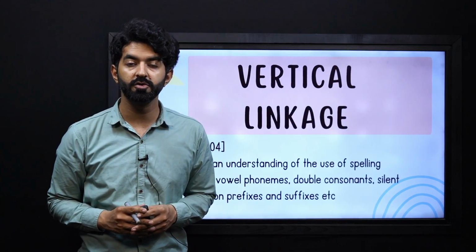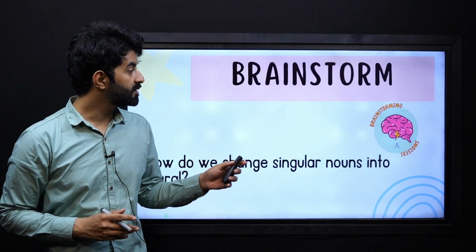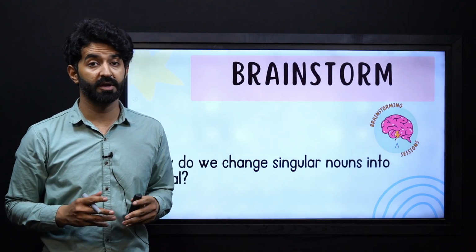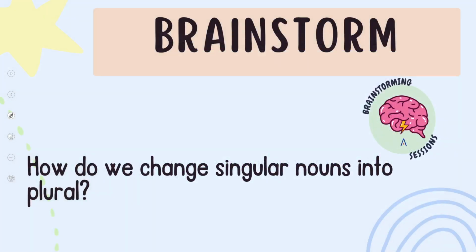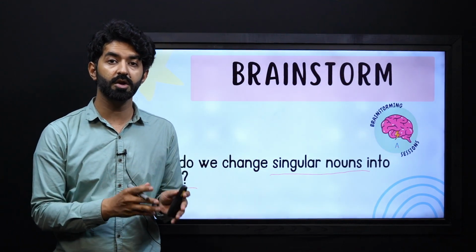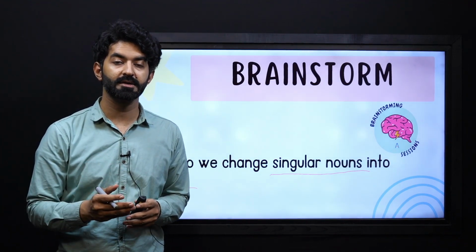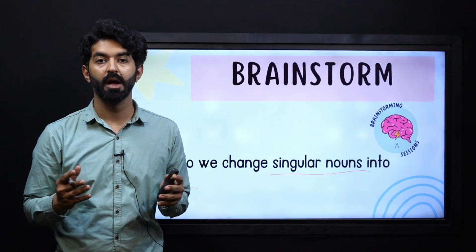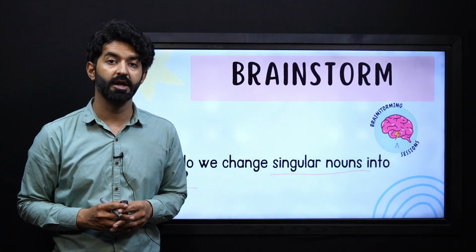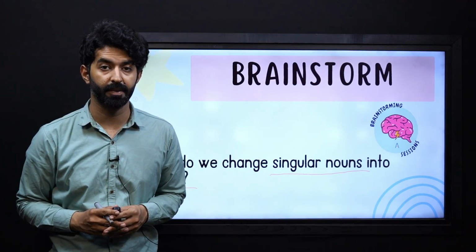Here is a vertical linkage of this SLO with the previous one that you have already covered. So my dear learners, here is your today's brainstorming session activity. It says, how do we change singular nouns into plural? I hope that you know this very well. Try to recall how you change a singular noun into a plural noun. Yes, by adding S, by adding IES, and some other rules which we follow to change singular nouns into plurals. I hope that you did a good brainstorming session today.